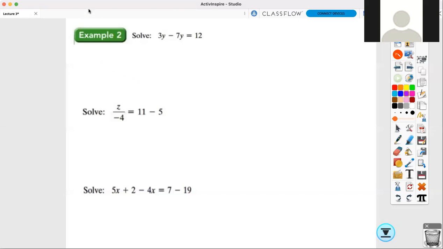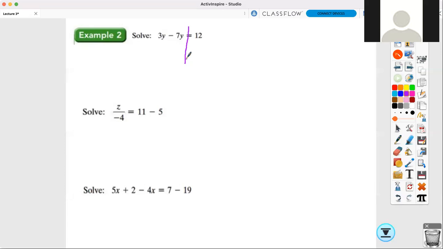All right, let's take a minute to look at example 2, guys. So example 2, 3y minus 7y equals 12. So this is still an equation like we did in the last lesson, but now there's more steps for us to do to get to the solution that we need. So the first thing we need to do is simplify both expressions on each side so that way we can get the variable by itself.